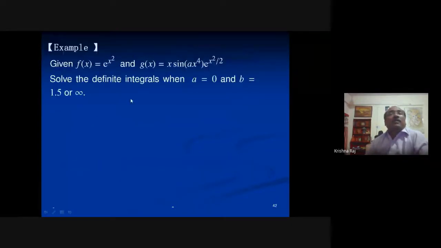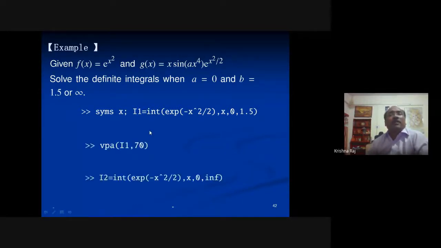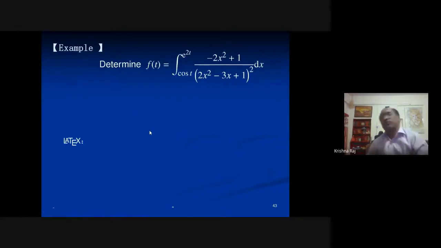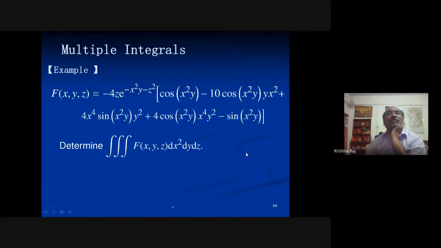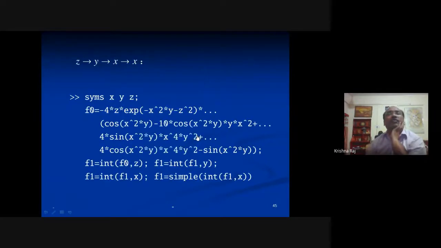Suppose we are interested in the integration of this function here, to find the integral of this one from 0 to 1, or 5, or infinity. Accordingly, we can solve it and we can use the int command only. The same concept will be adapted here also. Whatever the problem may be, very simple or very complex, we have to remember just the command, and the command is also very simple.